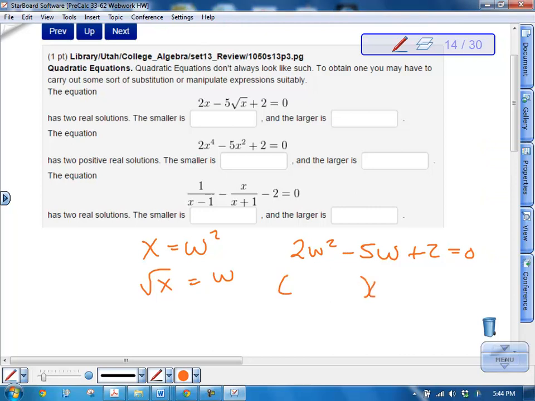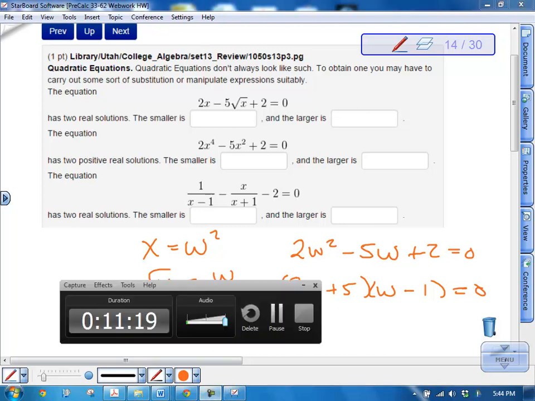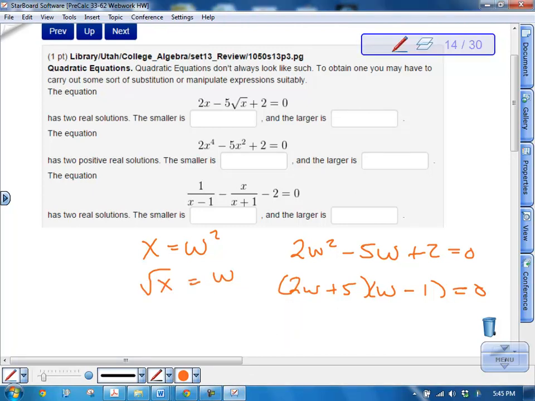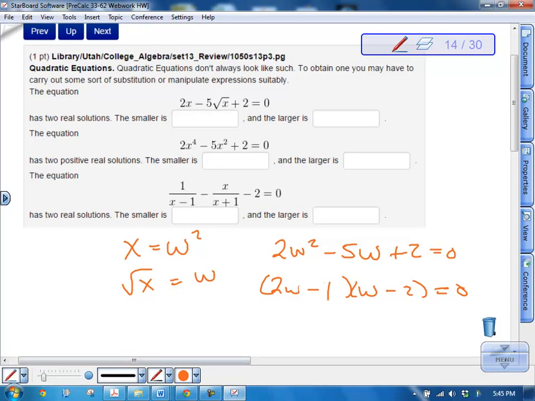Now I can solve this hopefully by factoring. We'll see. 2w and w, plus 2, 5 and 1. Let's try. Maybe minus 1. Nope, that doesn't work. I actually tried a couple different things, and finally, it wasn't that hard. This was the right one. 2w. You want a 2 and a 1, obviously, to get a 2. And then this works to get the middle term of negative 5w.